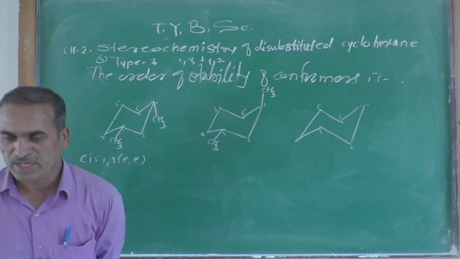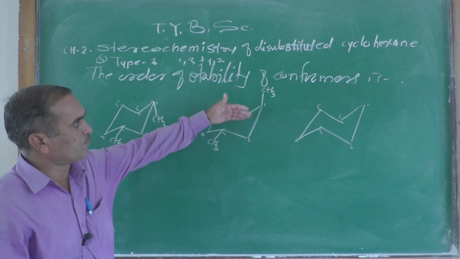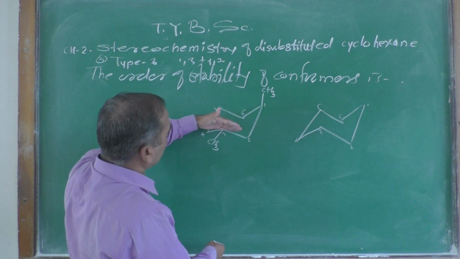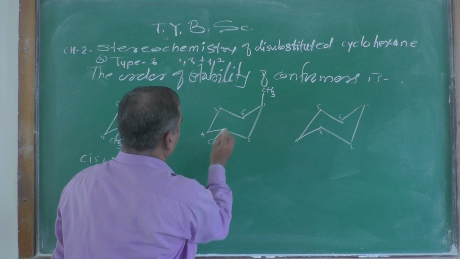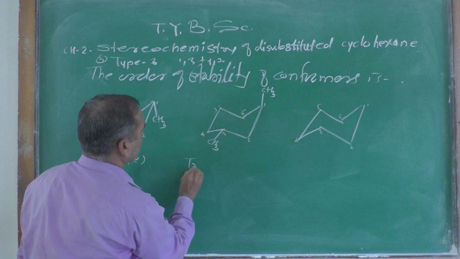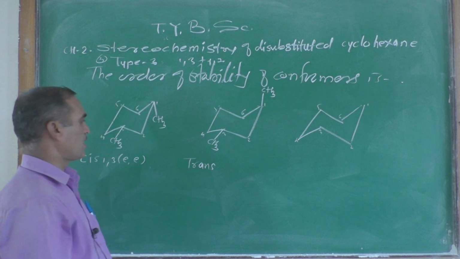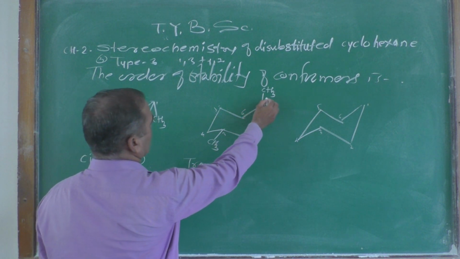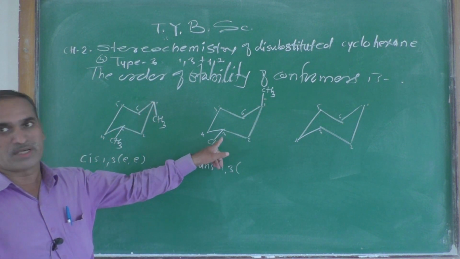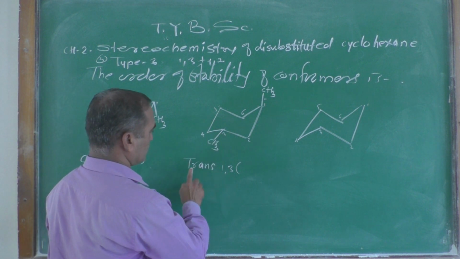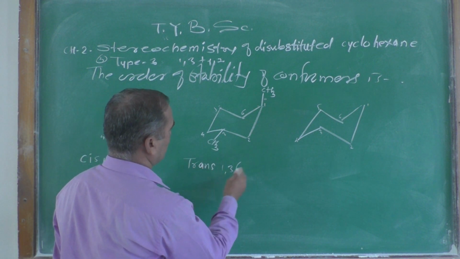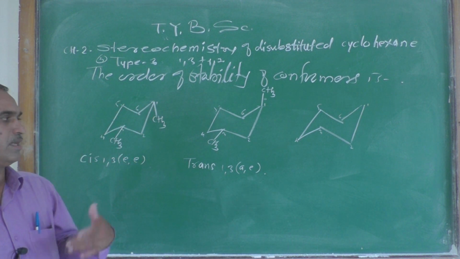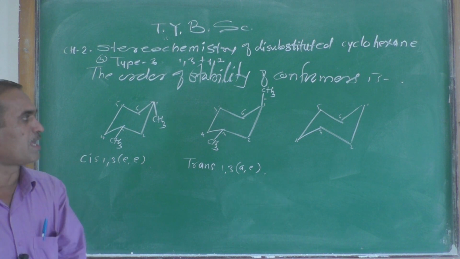This is the axial position, and now another methyl group I am going to put at the 3 position, at the equatorial position. Can you tell me what form it is, whether cis or trans? Yes, one is above the plane, one is below the plane, and therefore it is trans. Trans 1,3: what type of form is it? One is present at the axial position and one at the equatorial position. Therefore it is the trans 1,3 AE form.